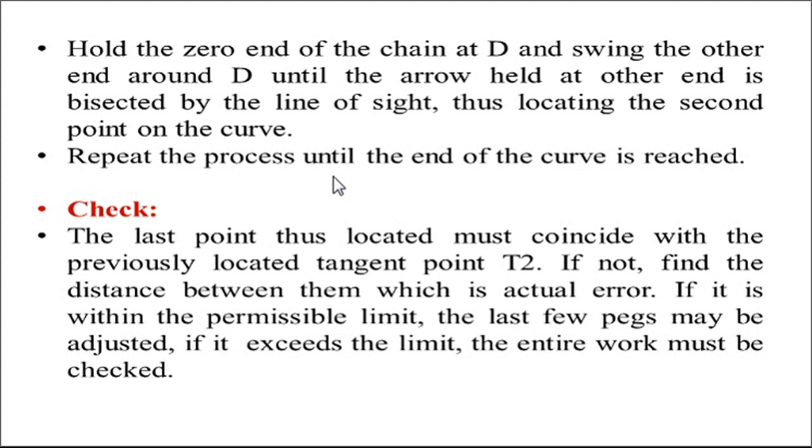Next one, the last point thus located must coincide with the previously located point T2, that is the second tangent point. If not, we have to find out the actual error, and if this error is within permissible limit, then the last few pegs may be adjusted. If it exceeds the limit, then the entire process we have to repeat for setting out the curve by Rankine's method of deflection angle.